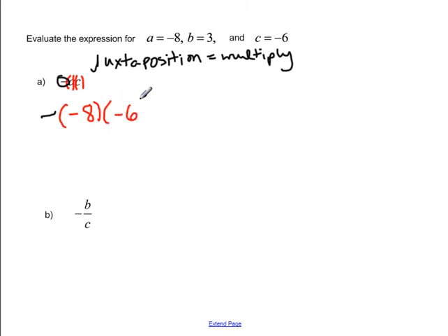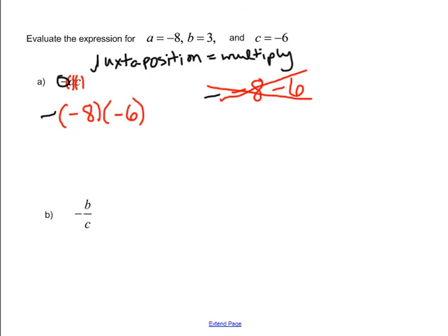Now notice how important those parentheses are. If I were to just write in the values of A and C without the parentheses, let's look at what it would look like. It would look like this, and then we would have the -8 and the -6. It would just be kind of this mess of negatives, and we'd have no idea what was going on there. So we want to be sure that we use the parentheses around the values that we have here.